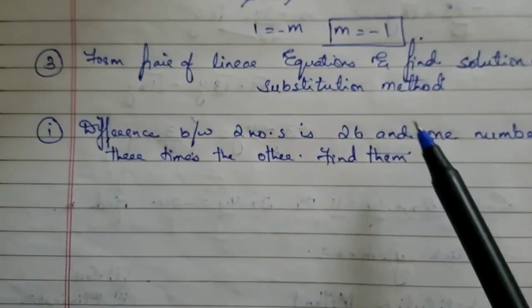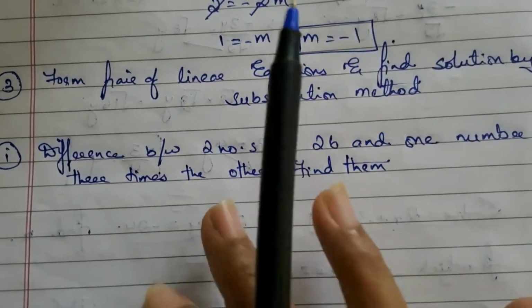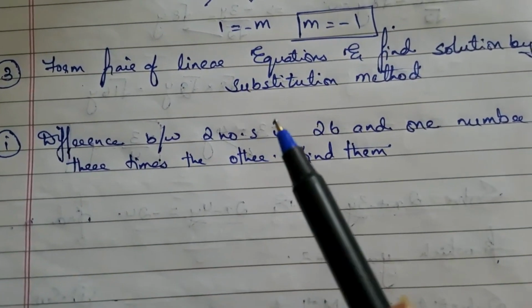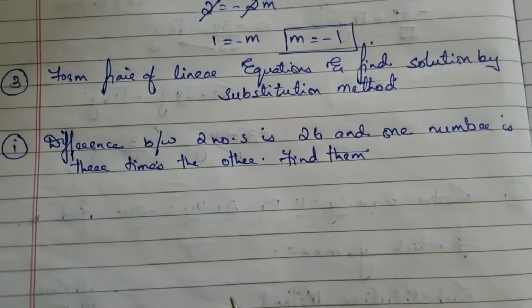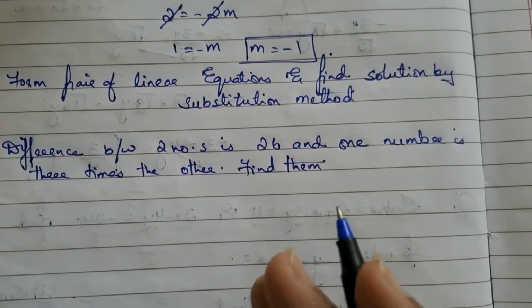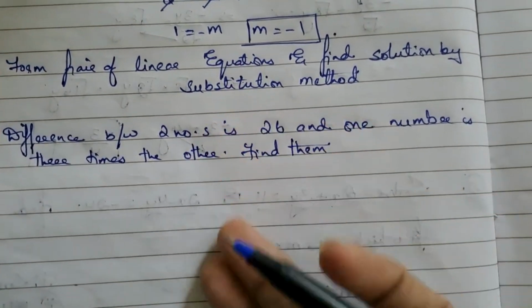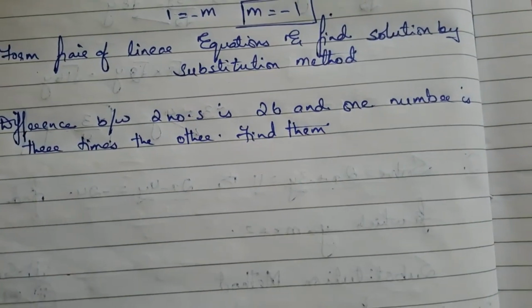Okay, now going to the third question, it says form a pair of linear equations. Now, until now, the equations were given, but from here onwards, the equations are not given to us. Instead, we are supposed to create the equation, then find the solution for it using the substitution method, because this exercise is teaching you the substitution method.